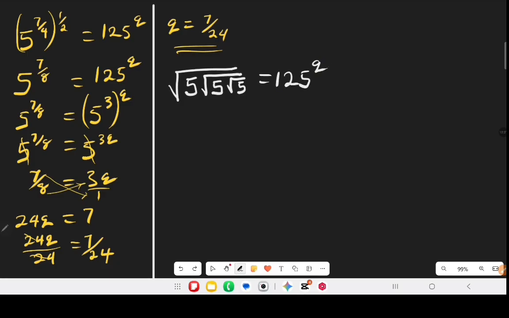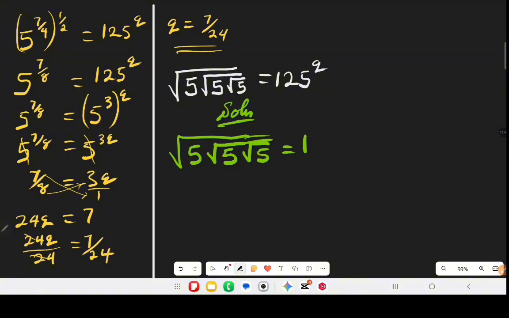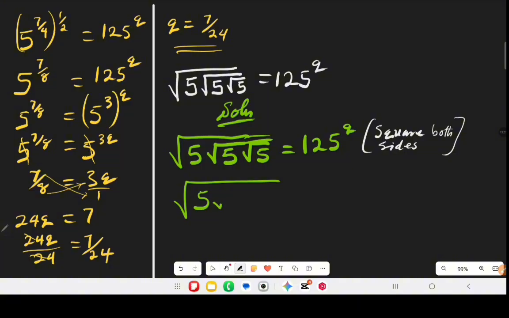Now we have to solve this question externally, meaning solving from the biggest root to the smallest root. What we do is, solution: we write root of 5 root of 5 root of 5 equal to 125 raised to the power of q. We square both sides. When we square both sides, we have root of 5 root of 5 root of 5 all squared equal to 125 raised to the power of q all squared.